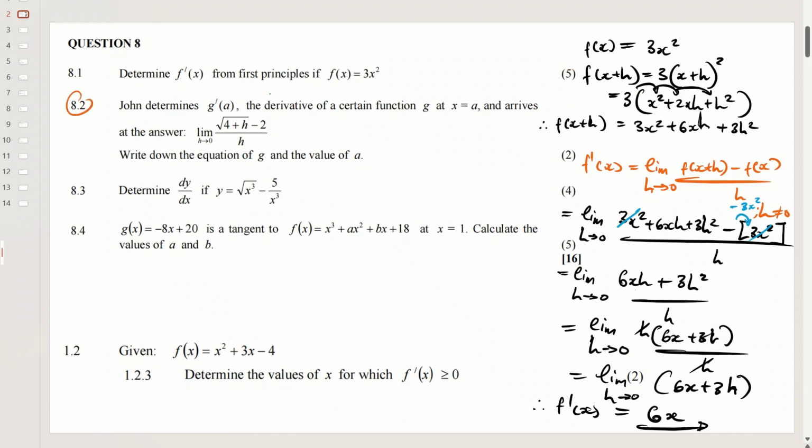So 8.2, they say that John determines the derivative at x is equal to a, because I can see here it was supposed to be x. So it means they are taking the derivative at x is equal to a. You see, x is the same as a, and arrives at the answer, the limit as h approaches 0. So now this is the same as your first principle formula, guys.